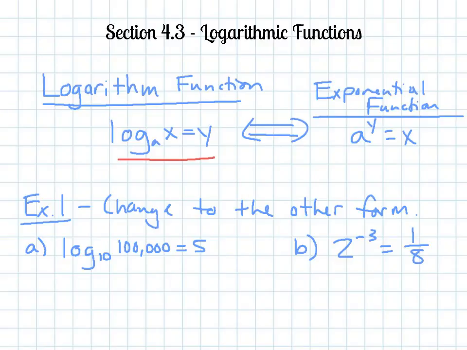Now, in translation into an exponential function, that means that the a is actually the base value that has the exponent of y. So the y is actually representing this exponent over here. The a is this base, and the x is what a to the y power equals. Okay, so that's how the two are connected.